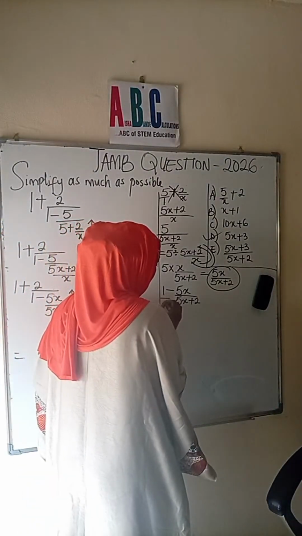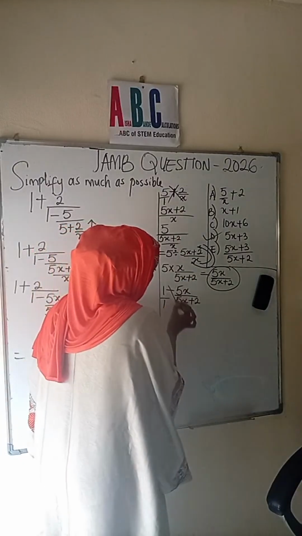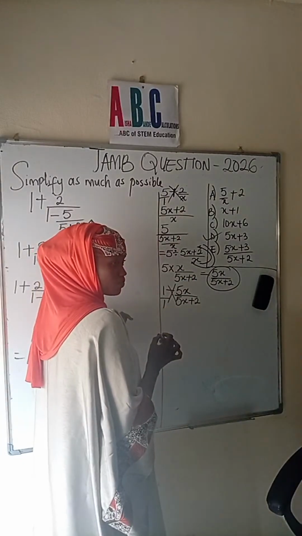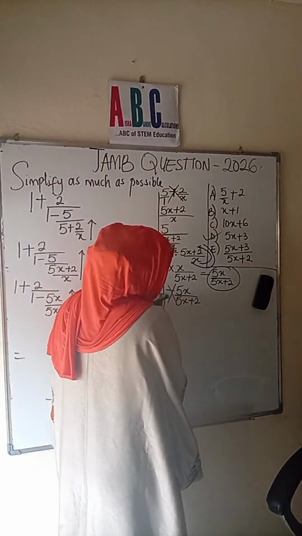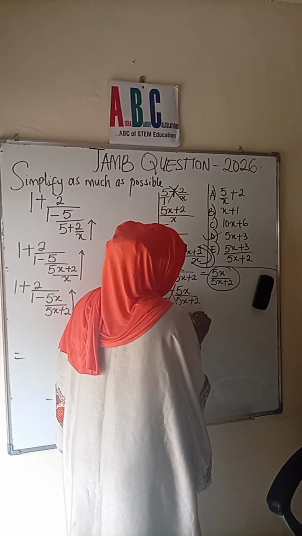So now what do we do? This one is the same thing as saying 1 over 1, right? So we do the same method here. We just cross multiply. It's easier and faster. So if we cross multiply, 1 times 5x plus 2 will give us 5x plus 2.